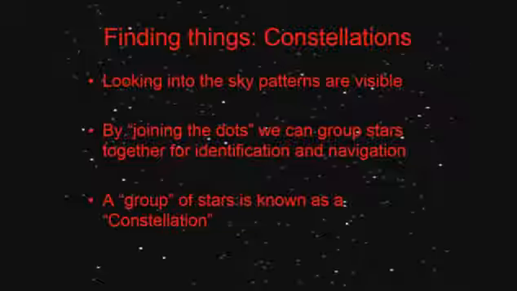But constellations are patterns that are visible in the sky, and we can get those patterns by basically joining the dots. So you're grouping the stars together for identification and a way of navigating around the sky. So a grouping of stars is known as a constellation.